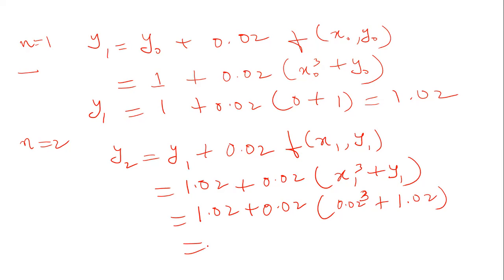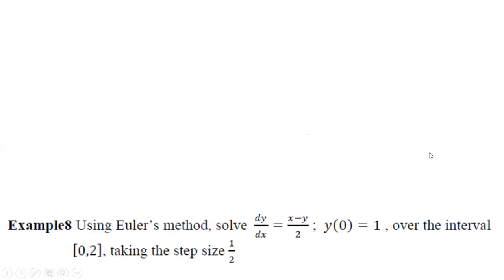Yeah, let me just quickly calculate. 0.02 into 0.02 into 0.02 plus 1.02 multiplied with 0.02 plus 1.02. So here I have 1.0404 y2. Okay, so just 1 minute.